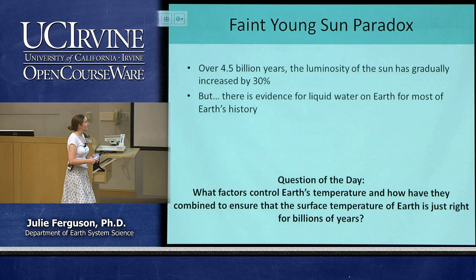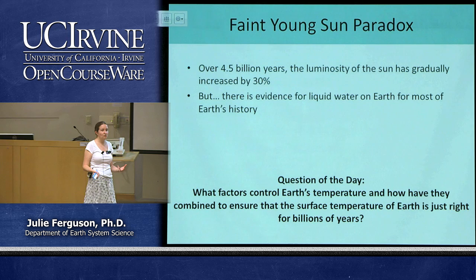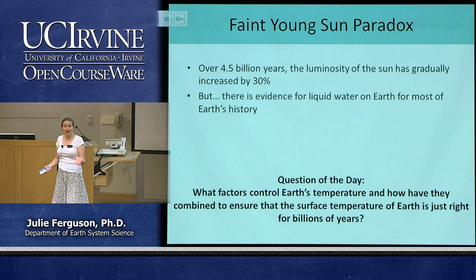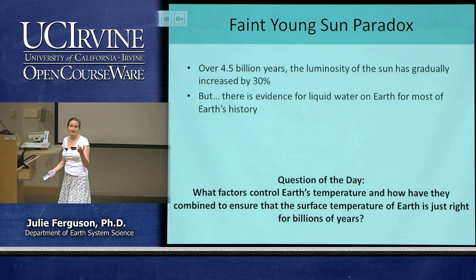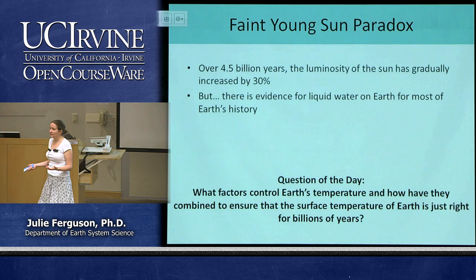So if we go back 4.5 billion years ago to the early Earth when it first formed, the sun was 30% less bright than it is today. And that's a very considerable number. That's not just a couple of degrees or something. That's a very substantial difference. But if we look at the geological evidence, we can see even with the snowball Earth, there was liquid water underneath. We can find liquid water for the whole history of the Earth.